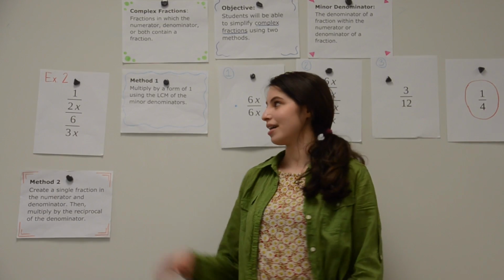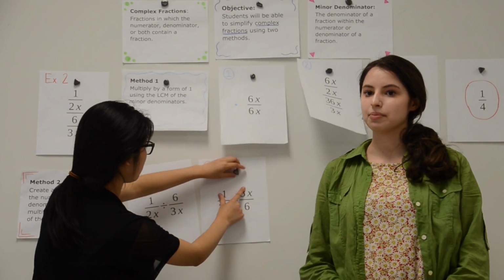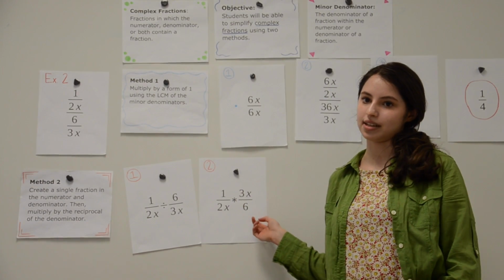You can look at this problem as 1 over 2x divided by 6 over 3x. We multiply by the reciprocal to get the simplified fraction. The reciprocal in this case is 3x over 6.